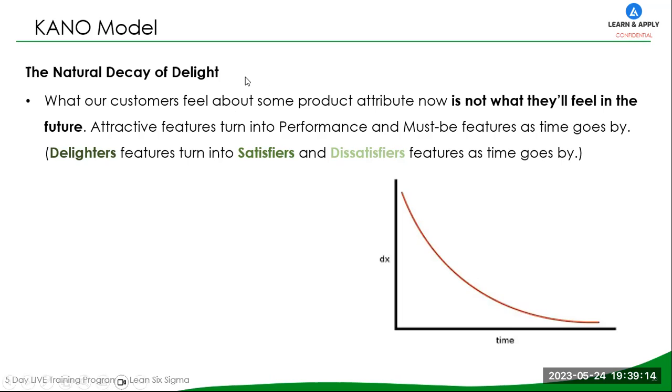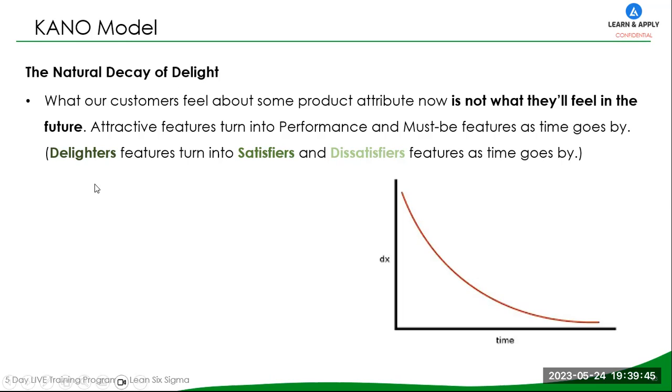Now, here is one important concept that we need to understand, called the natural decay of delight. What is the meaning of that? What is a delighter today is going to be converted into a satisfier tomorrow, and that is going to be converted into a dissatisfier the day after tomorrow, right? So that means as time passes, delighters get converted to satisfiers, and satisfiers move to dissatisfiers. That is called the natural decay of delight.